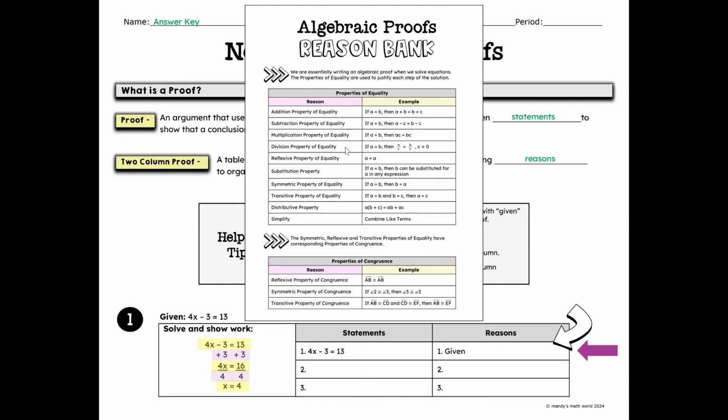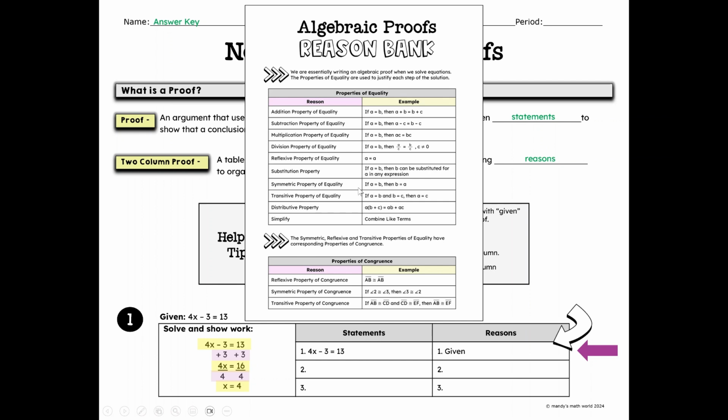Some other properties that you may see are the reflexive property of equality. It's just A equals A. It seems kind of redundant or ridiculous that you have to write that in a proof, but a lot of times you have to use the reflexive property to just show it's equal to itself. A equals A. Substitution property: if A equals B, then B can be substituted for A in any expression. So if x equals 5, anywhere I see x, I can substitute 5 in for x.